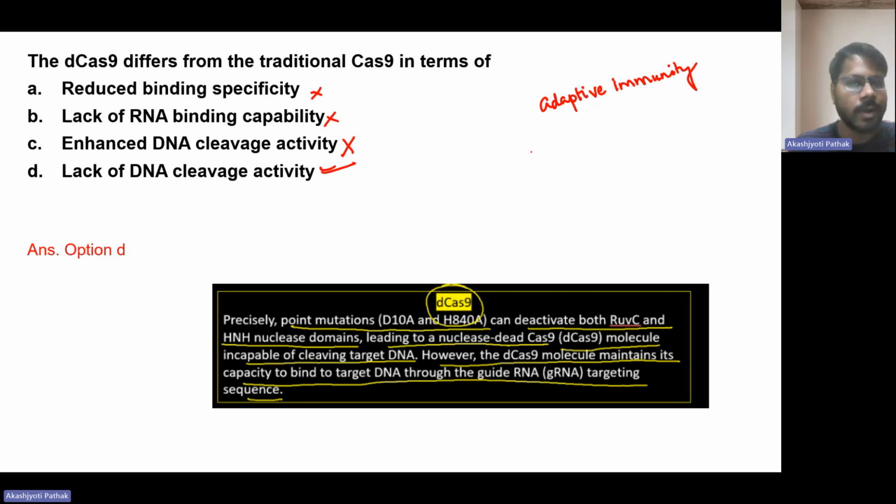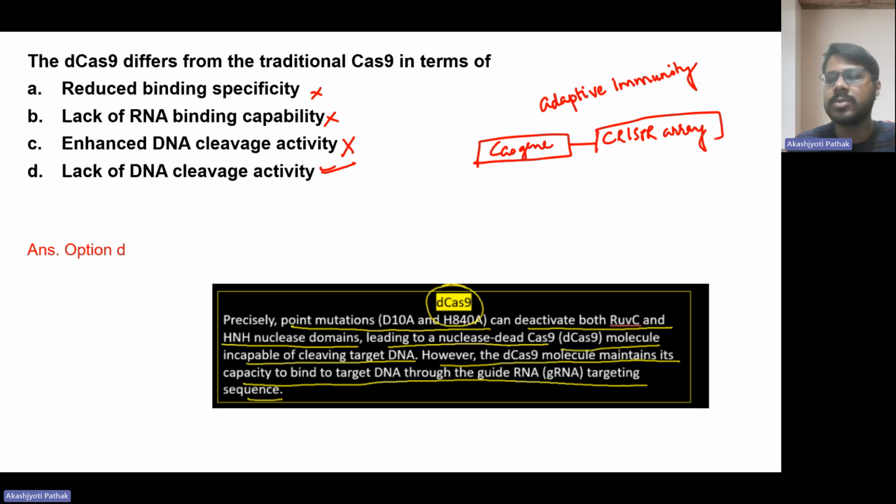And how does this sequence look like? It has two main regions. One is the Cas gene, so there will be a Cas gene, and along with this Cas gene, there will be a CRISPR array. Okay. And what is this CRISPR array? So this CRISPR array again has two parts. In this CRISPR array, there will be a spacer sequence, and then there will be palindromic repeats. These will be alternately arranged.